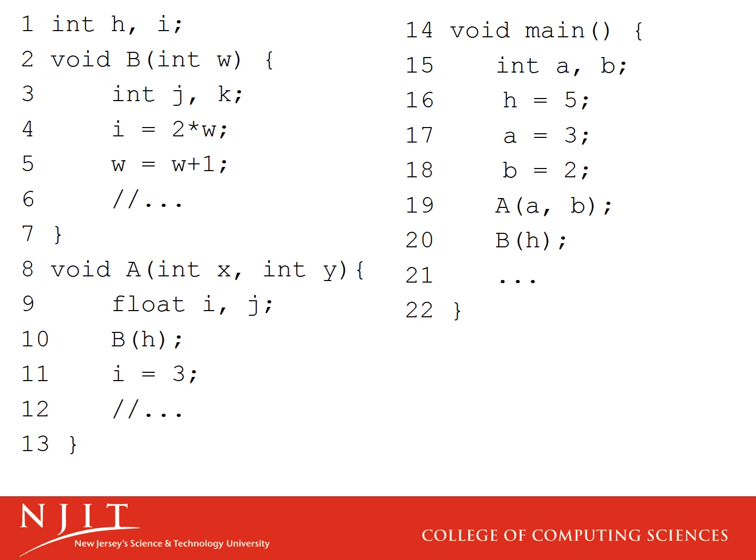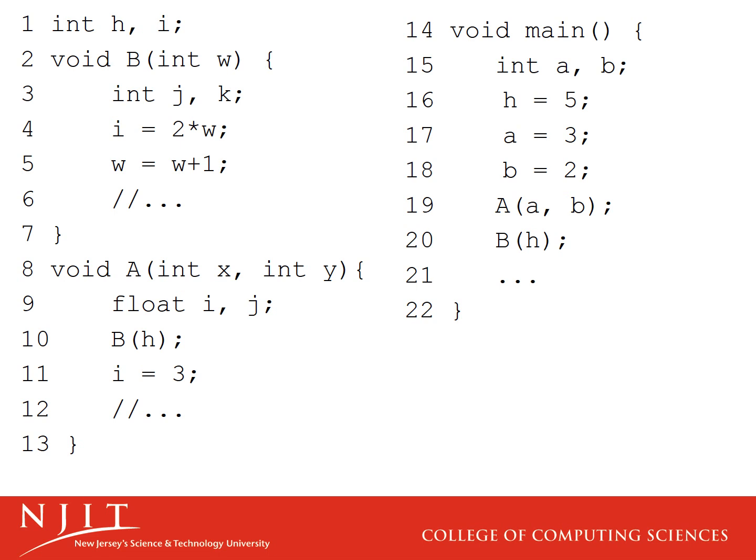I don't know what h is. h is not defined in this scope. Let me search the scope in which my scope is enclosed. Oh, I'm going to find h at line 1. Great. There we go. So the code at line 10 passes h to the function b, and the h that it passes is the integer at line 1.